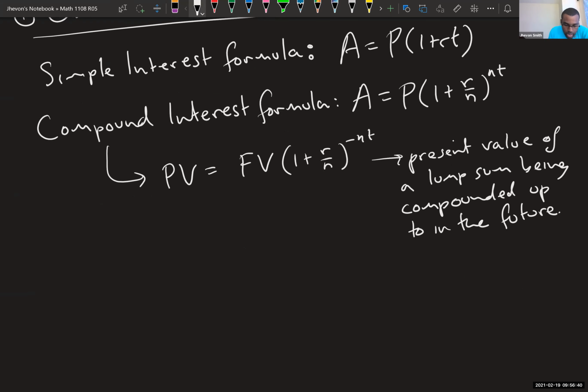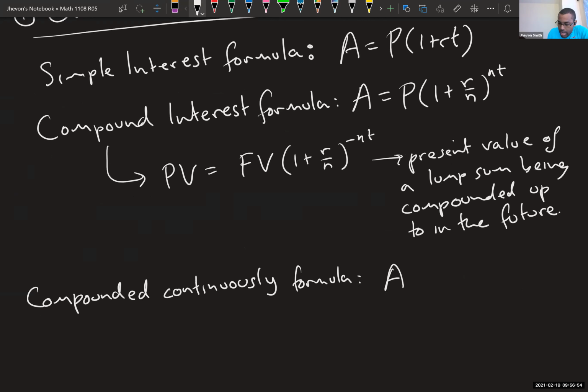Of course, there's the compounded continuously formula. And this is A equals P E to the RT, right? So that's when theoretically your interest is being compounded an infinite number of times per year. That's the formula you use.